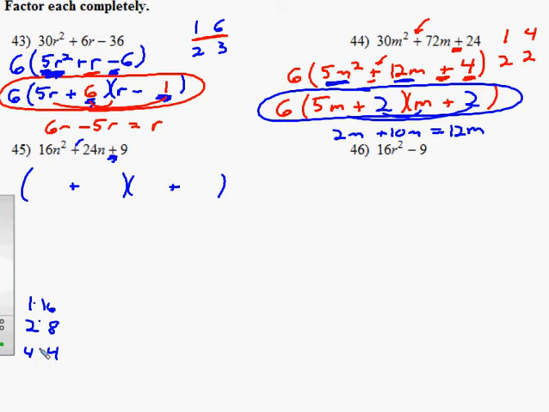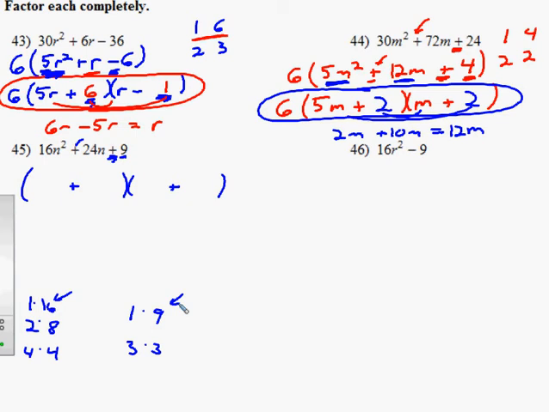And then for our 9, we have 1 and 9 and 3 and 3. So there's a lot of combinations here. We could end up using a lot of guess and check. My first instinct is usually to not use these. So I would probably use some other options.